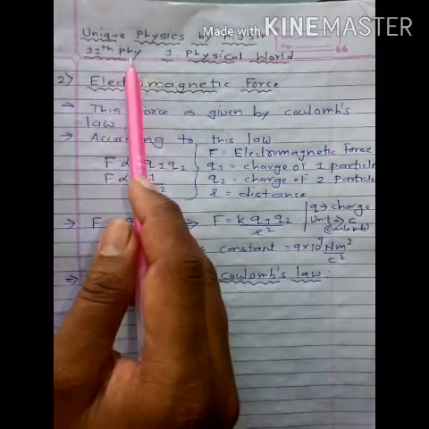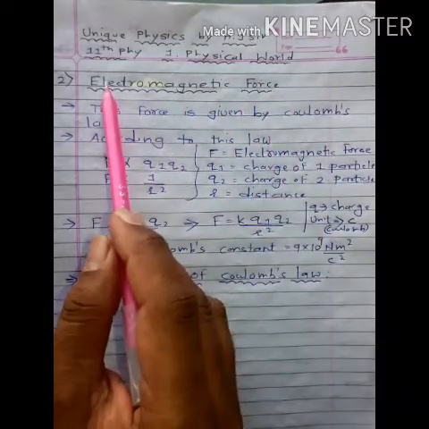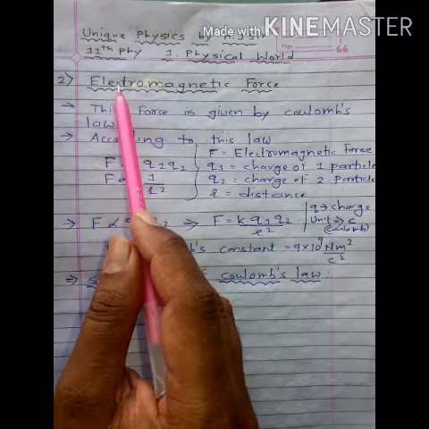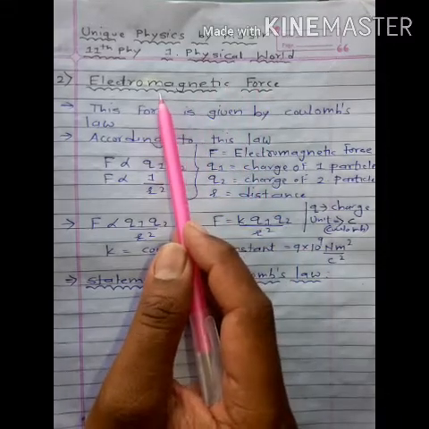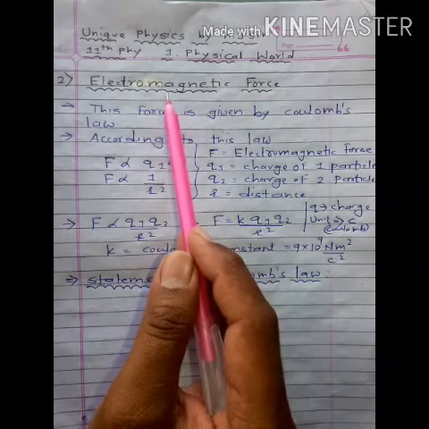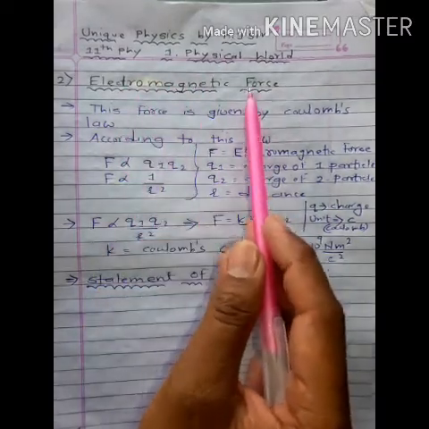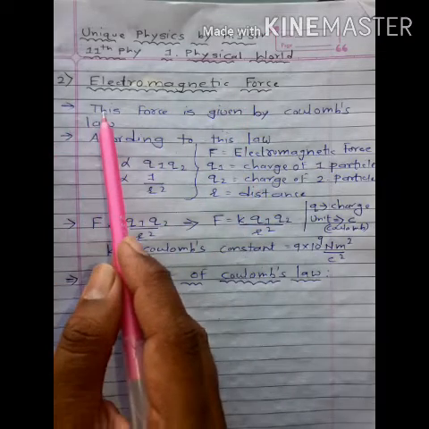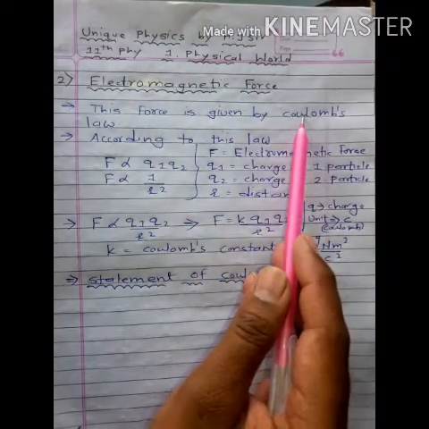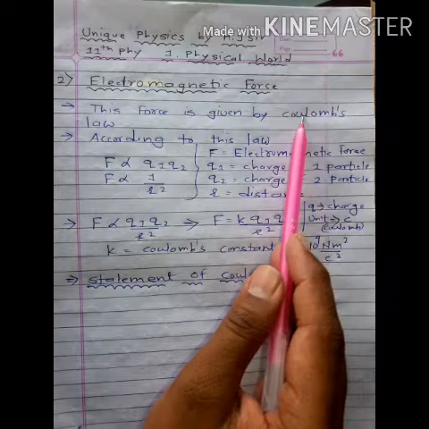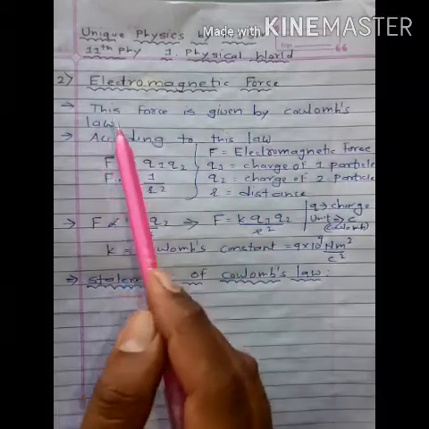Here we explain 11th Physics, Chapter 1 Physical World. Here we will explain the second type of fundamental force in nature, that is electromagnetic force. Last time we already explained gravitational force, the first type of fundamental force. This is the second type, electromagnetic force. Remember this point: this force is given by Coulomb's law. Remember the name Coulomb. He is the famous scientist who discovered this law. That's why this law is known as Coulomb's law.